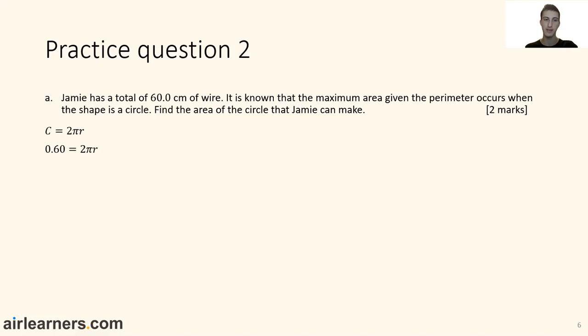So we equate our value of our circumference, make sure that it's in meters, so 0.6, and rearrange it to find the radius. Now we know the area of a circle is pi r squared, so we could pop that value in and we get 2.86 times 10 to the power of -2 meters squared. That's all for that question.